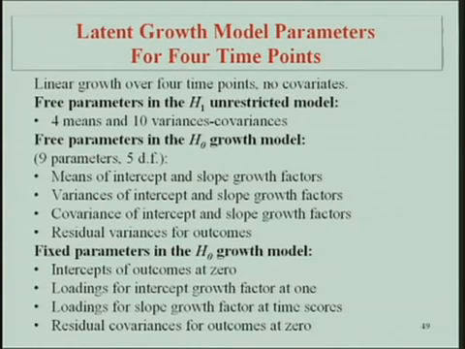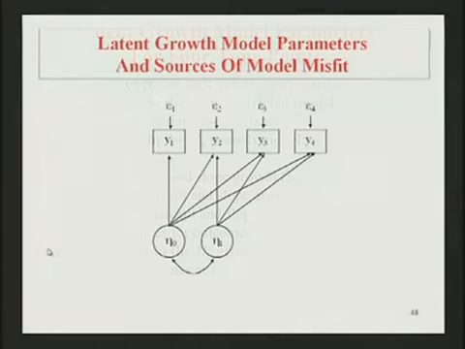The means of the intercept and slope growth factors. The means of these 2 down here. That was the alpha 0 and alpha 1 in the early parts of the discussion of the slides. Then you have the variance of those 2 and the covariance. So 1, 2, 3, 4, 5. And then the residual variances for the outcomes. That's the variance of the epsilon. 6, 7, 8, 9. That's how you get your 9 parameters.